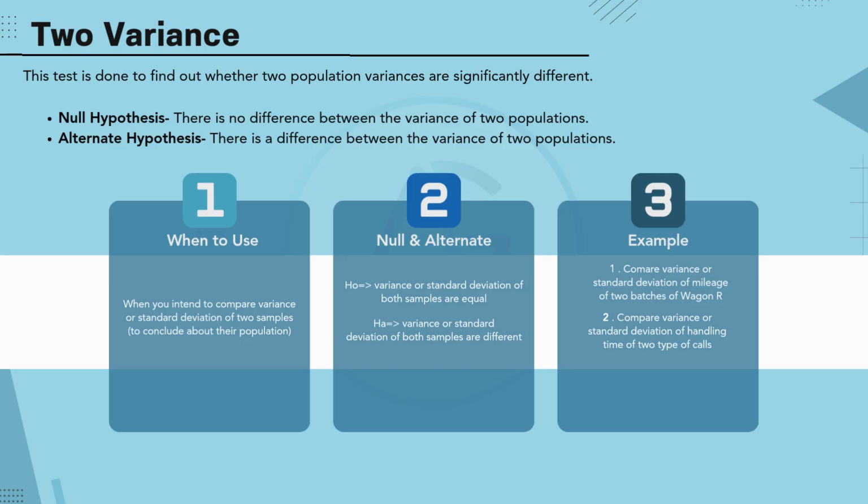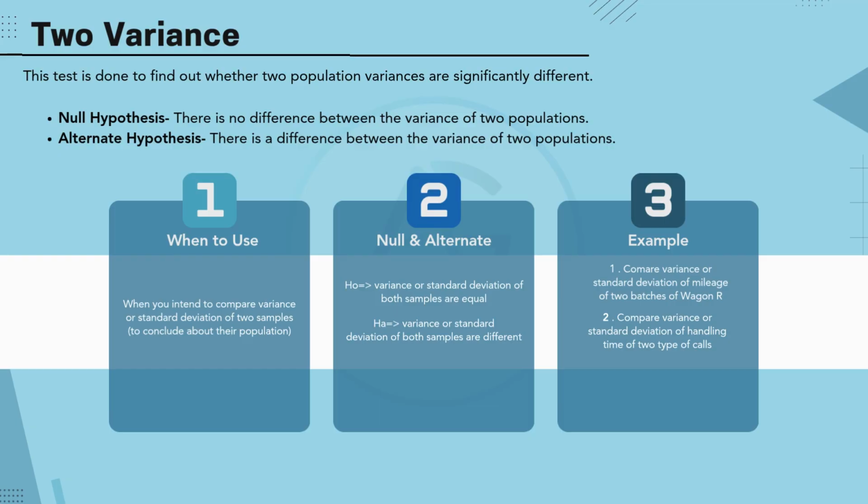Examples. You want to compare whether the standard deviation in mileage of two batches of Wagon R cars is different, or you want to check if the handling time of two types of calls varies significantly. Maybe one type is more consistent while the other is more variable.